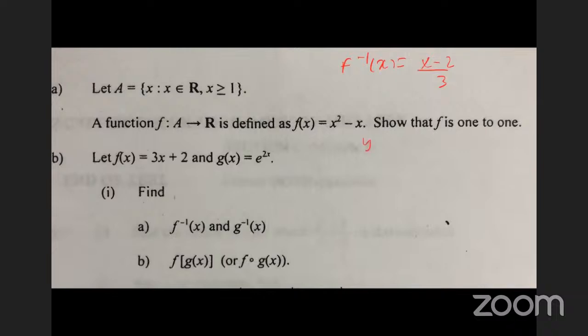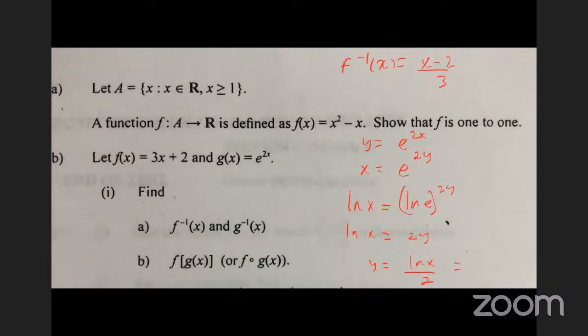Y is equal to e to the 2x. So x is equal to e to the 2y. Then what you'll do? Take ln on both sides. Ln you'll cancel off. Ln e is 1. So you'll get ln x is 2y. Y is equal to ln x over 2.